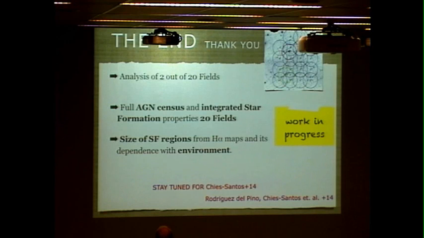Thank you for listening. I've shown you the analysis of 2 out of the 20 fields of this survey. There's much more to come. We're working on the full AGN census and integrated star formation properties of the 20 fields. And most importantly, we're developing the machinery to study the sizes of the star formation regions from the H-alpha maps and its dependence on environment. So stay tuned for our first paper that's about to be submitted, and we have one more in the pipeline regarding the full census. Thank you.